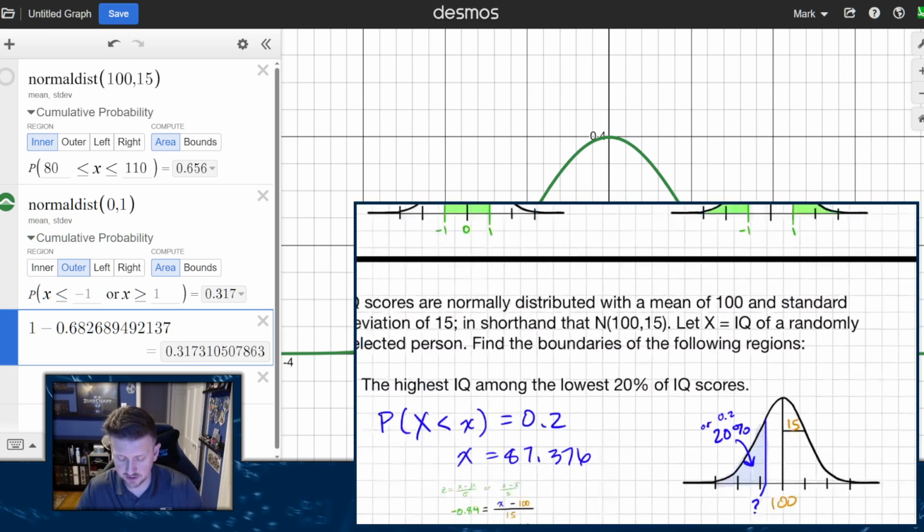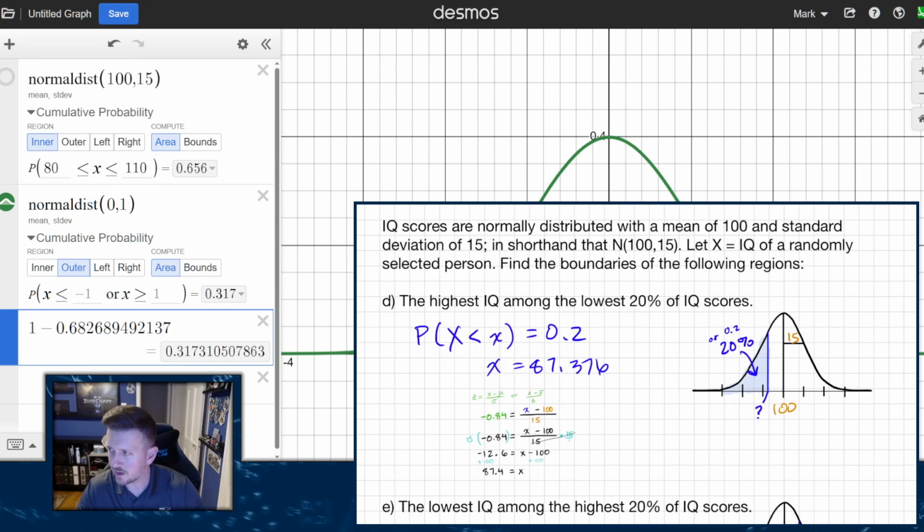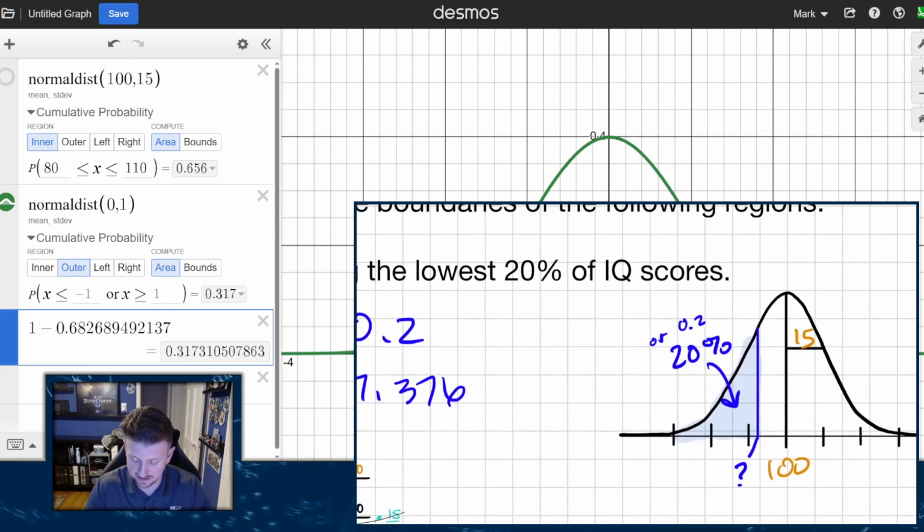Now let's switch gears and do an inverse process. So this says, we're going to find the boundaries of the following regions. This says the highest IQ among the lowest 20% of IQ scores. This hurts our brain a little bit because this says highest IQ among the lowest. So that saying is, if this is the lowest 20%, the highest, the cutoff point, because there is no cutoff point this way. Well, I guess an IQ of 0, I don't think we can have negative IQ.